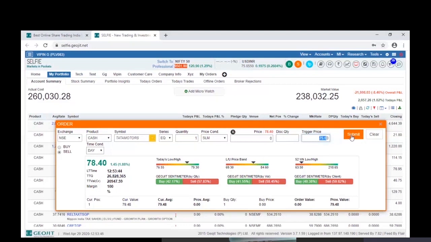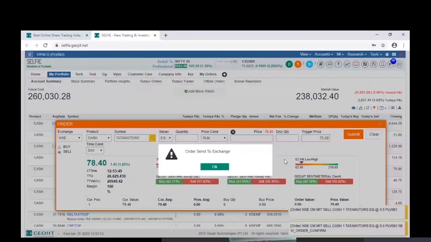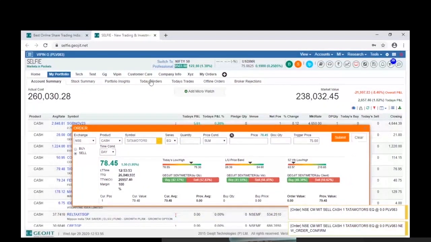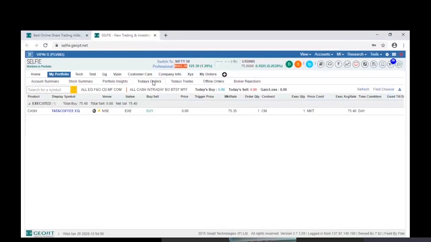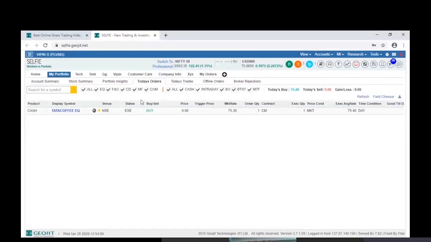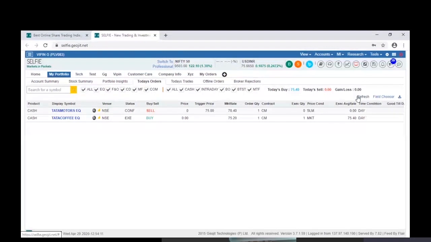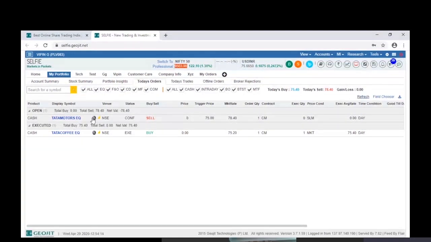So now the order is sent to the exchange. We will again look into the order book, today's orders. Here is the Tata Motors, which I have placed as a stop loss order. See, the price condition is SLM and the current market rate is 75.40, whereas I have instructed the system to sell only if it reaches 75. So it is placed as an SLM and this is a confirmed order, not an executed order. So I have just tried to explain what is limit, what is market and what is a stop loss order.